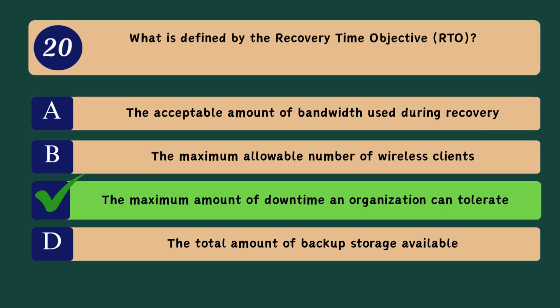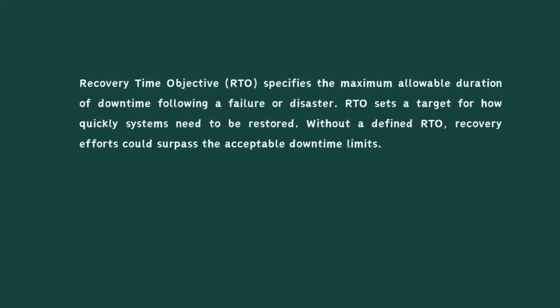Correct answer. C. The maximum amount of downtime an organization can tolerate. Recovery time objective, RTO, specifies the maximum allowable duration of downtime following a failure or disaster. RTO sets a target for how quickly systems need to be restored. Without a defined RTO, recovery efforts could surpass the acceptable downtime limits.